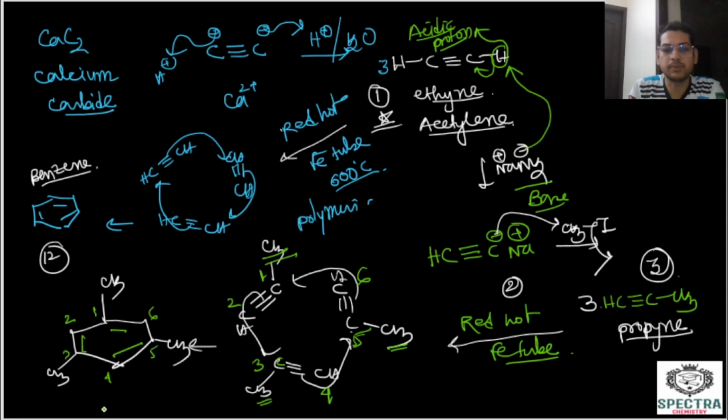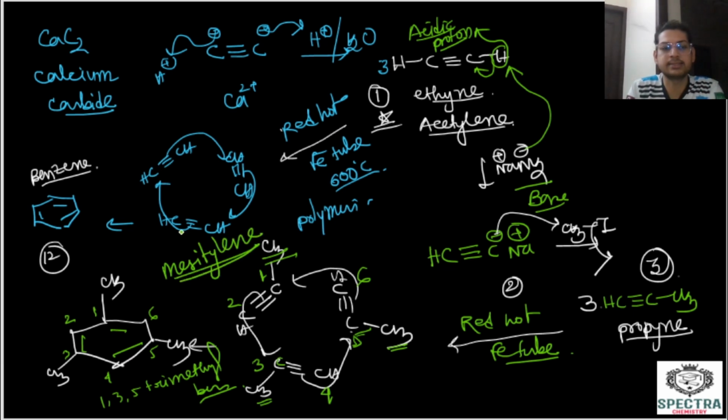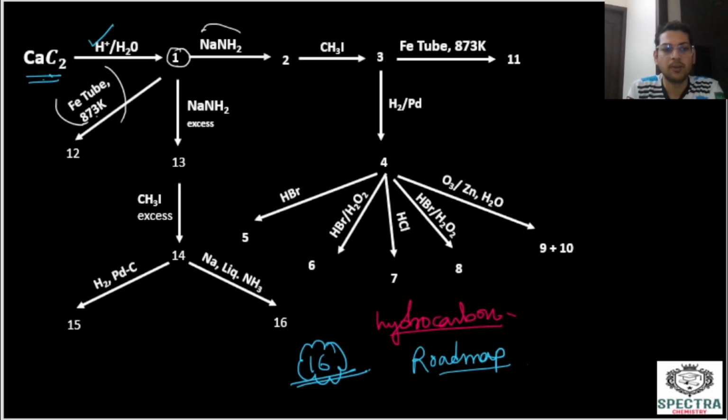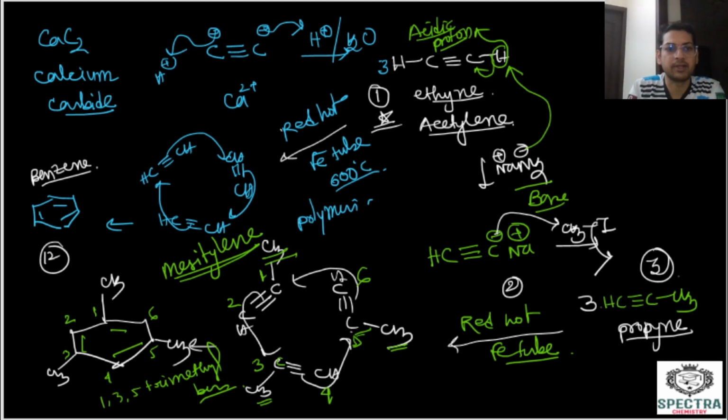Sir, what is the name of this? 1, 3, 5 trimethylbenzene, or this molecule is known as mesitylene also. Mesitylene. I hope I am spelling it correctly. Okay, and this is your molecule number 11. Now go to the next slide.